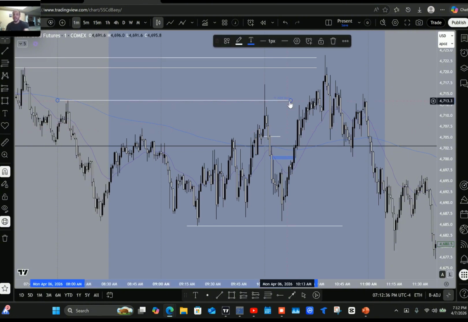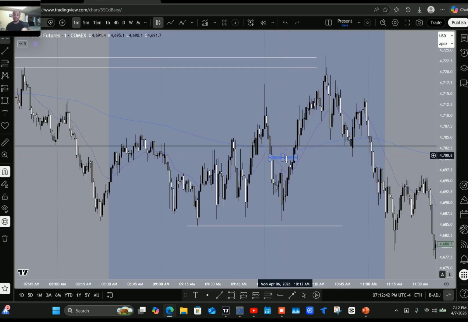Right? And I could really remove this swing high now, because what you'll see happened is we went above that high, right? And then we attacked this swing high as well as this swing high, and this is also a swing high as well.